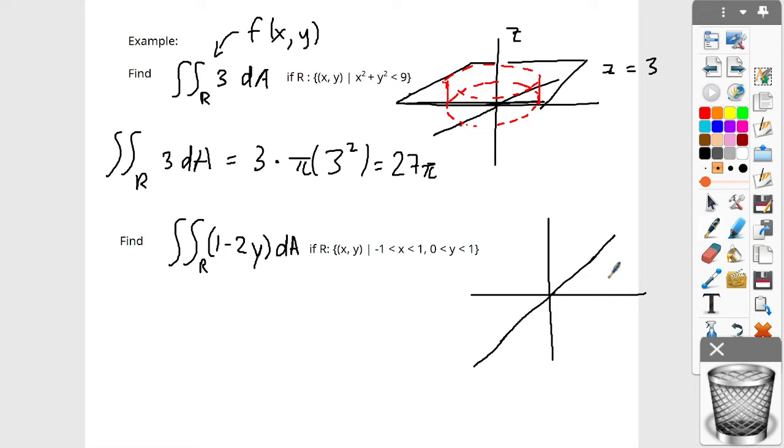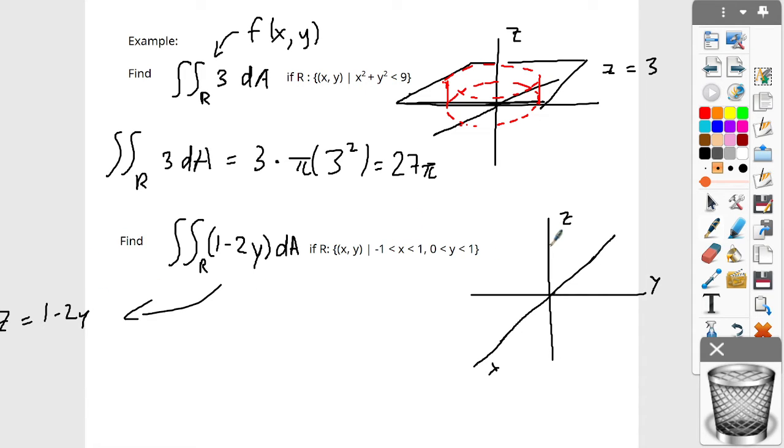So what does 1 minus 2y look like? 1 minus 2y is independent of x. So x can be absolutely anything. So we have x right here, y, z. x can be absolutely anything and wouldn't affect the graph. So this is basically just z equals 1 minus 2y, because f of x, y is equal to 1 minus 2y. So we can actually just draw that on the graph.